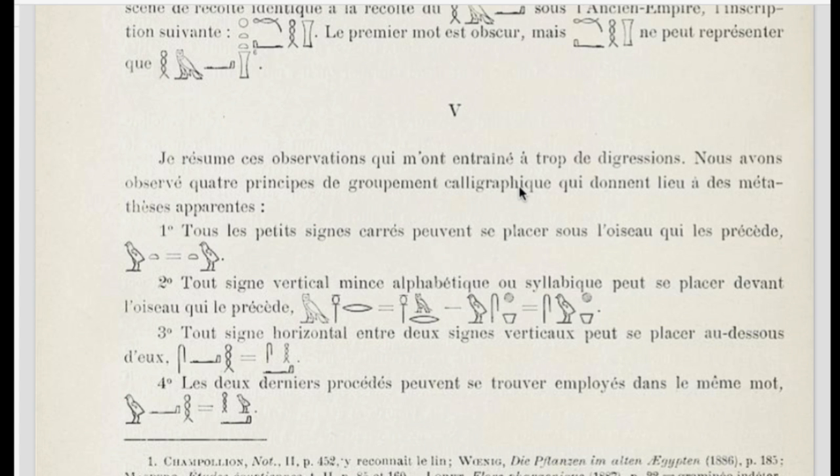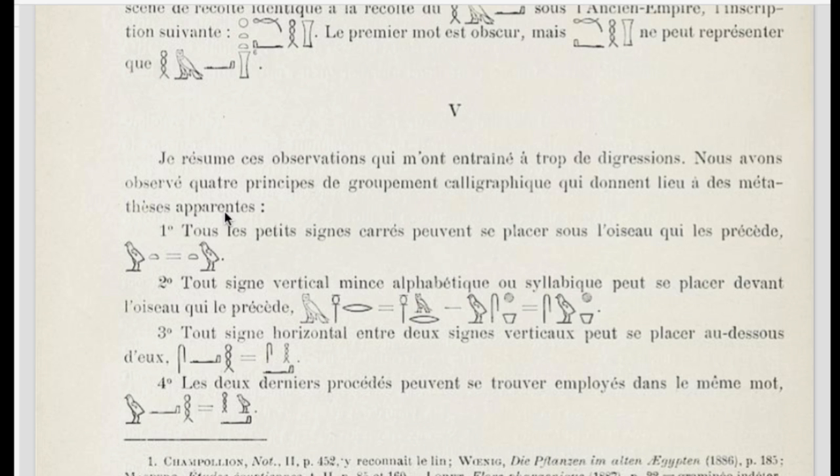He says, we observed 4 principles of calligraphic grouping that give rise to apparent metathesis. Remember what I said, apparent metathesis, according to him, is what we call graphic transposition. True metathesis is sound. Apparent metathesis is graphic. So we don't refer to it that way anymore, we refer to it as graphic transposition. So that's what he means. He says, we observe four principles of calligraphic grouping that give rise to graphic transposition, or he says apparent metathesis.